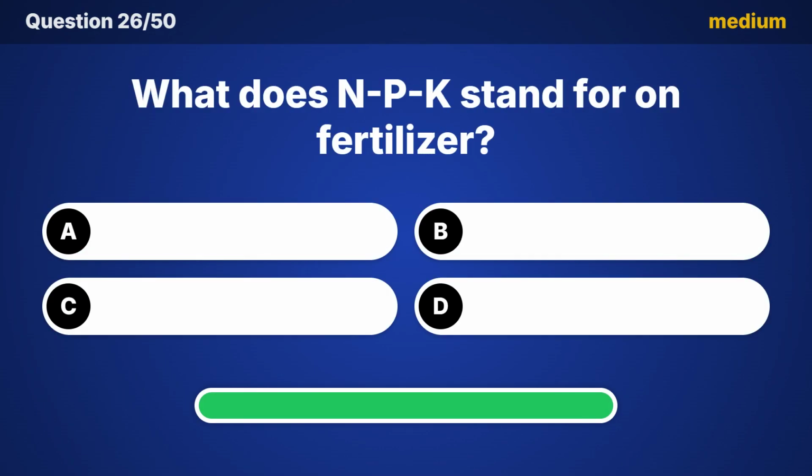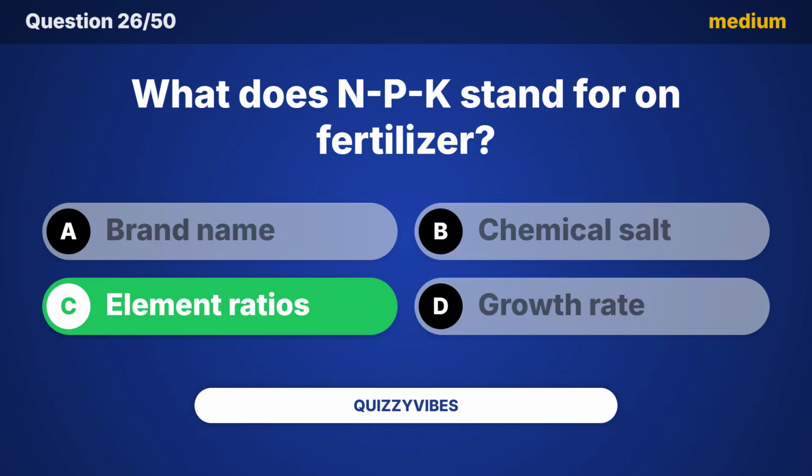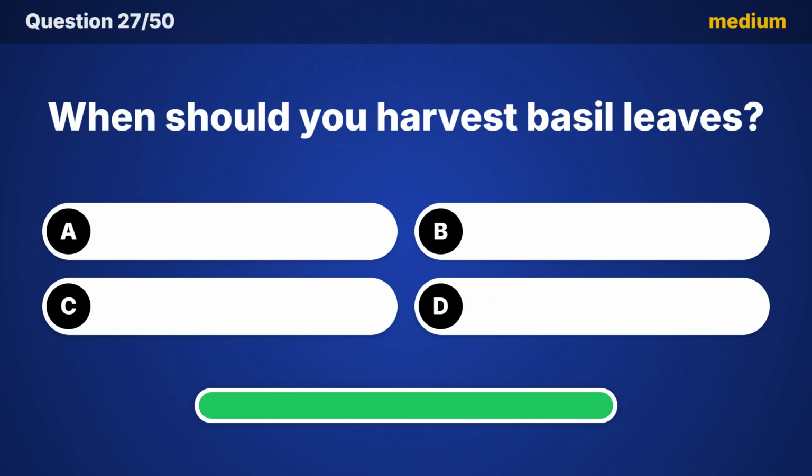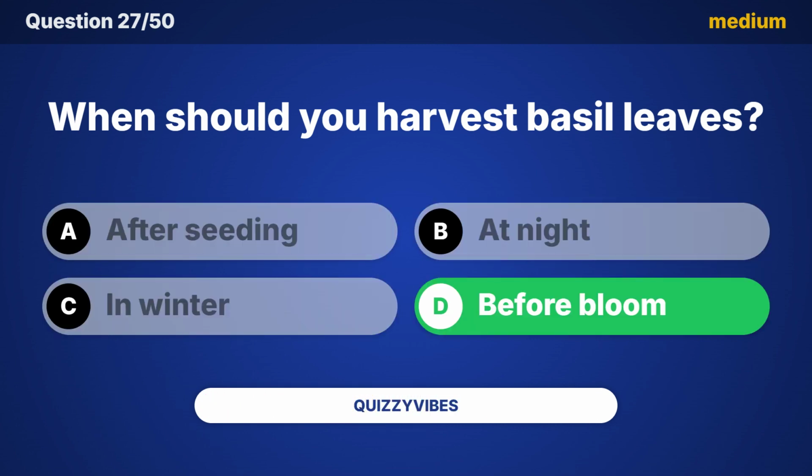What does NPK stand for on fertilizer? And the answer is element ratios. When should you harvest basil leaves? The correct choice is before bloom.